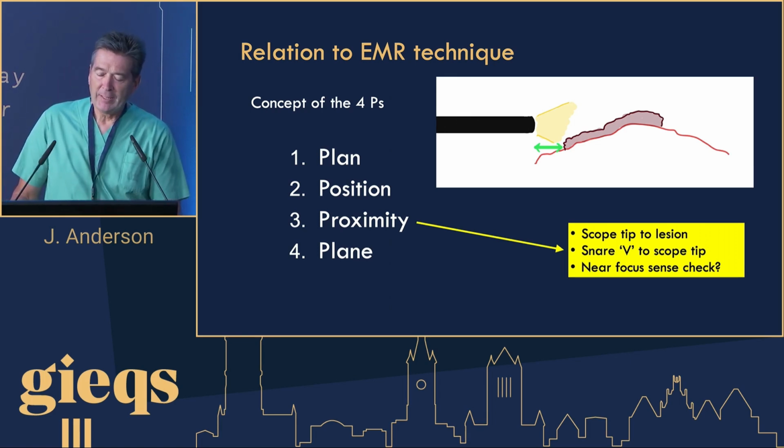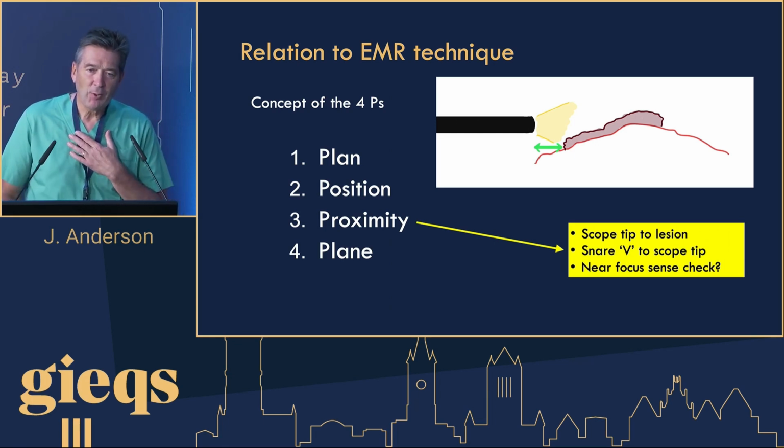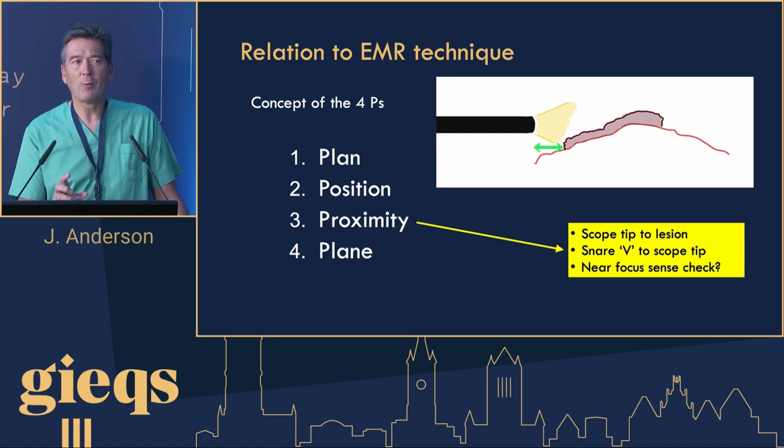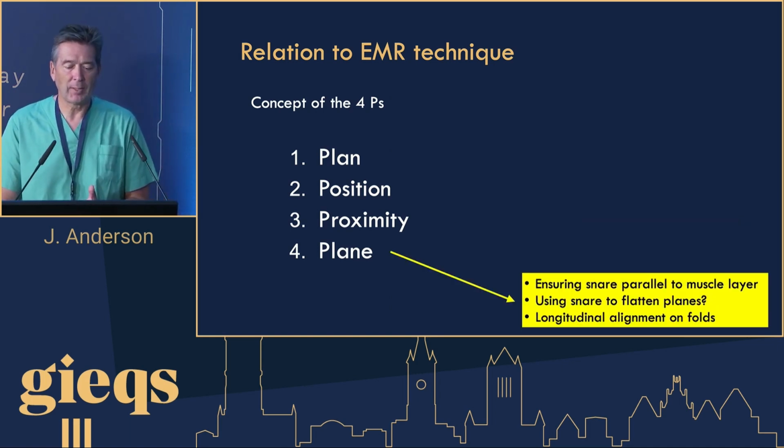And I've put here a near focus. For those of you who've got this near focus button, even if you don't use it for interrogation, my tip is this: if you're placing a snare on a lesion and the near focus is on, everything should be in focus. If you're out of focus, you're too far away from the lesion to start the resection. So if you want to sense check, that's a way to do it. That's the distance I'm talking about.